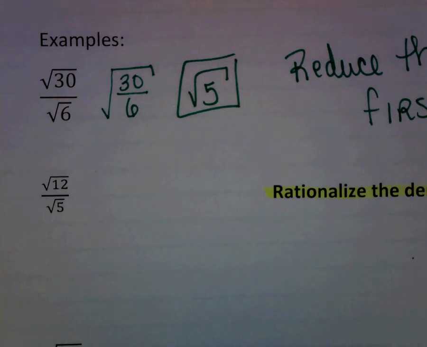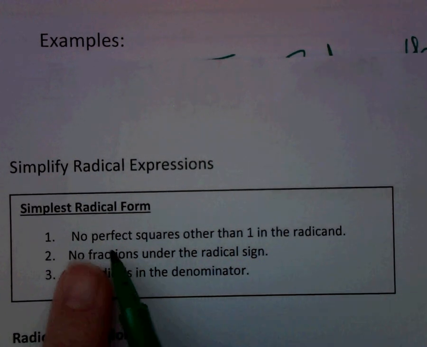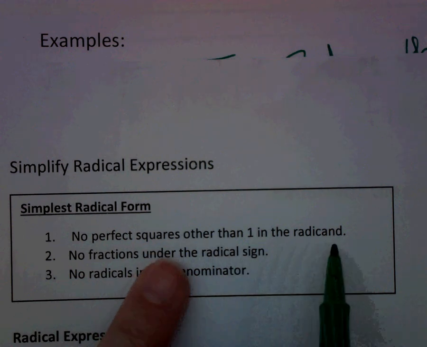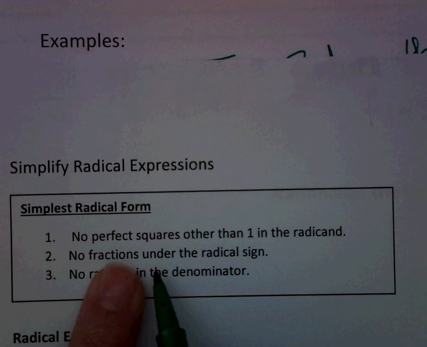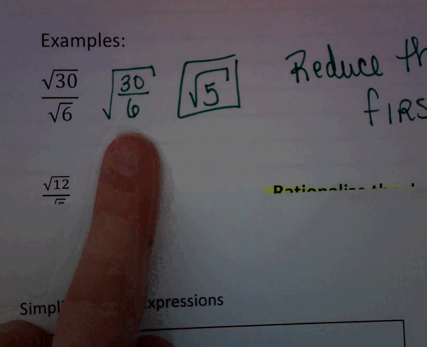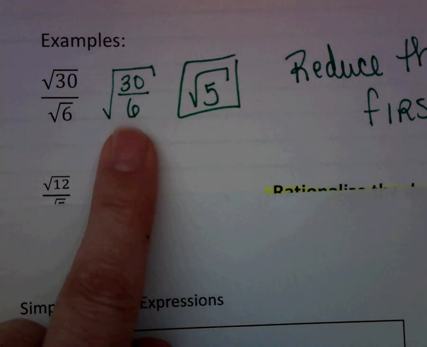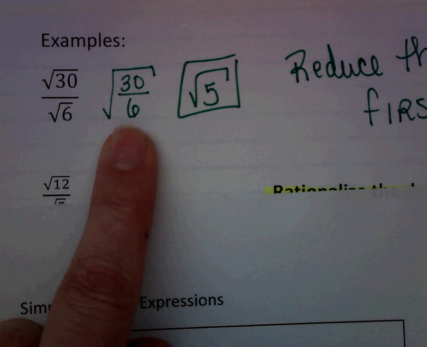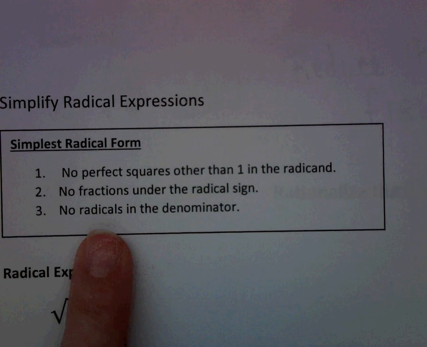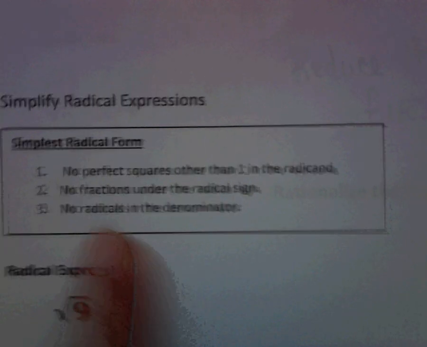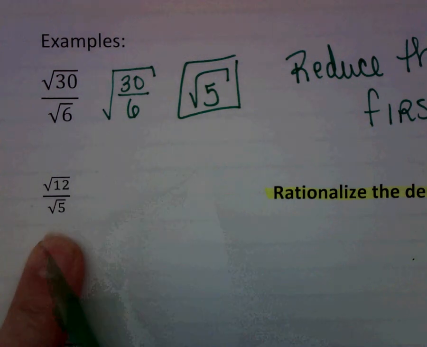I just want to remind us about what simplest radical form means. We can have no perfect squares other than the 1 in the radicand. We can have no fractions under the radical sign. So when we have the square root of 30 over 6, that would be an example of a fraction underneath the radical sign. We can't have that. That's not simplified. And the third one is we cannot have any radicals in the denominator. Right here, the square root of 5 is in the denominator, so I've got to get it out of there.